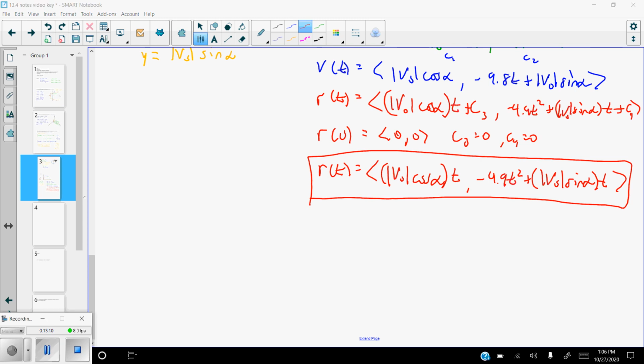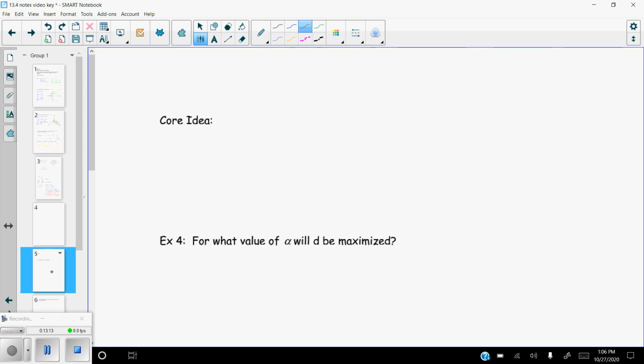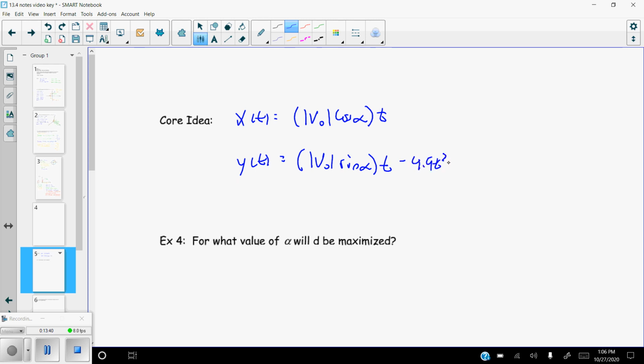So I'm going to go ahead and skip the blank page and just rewrite this. The core idea was that x, or your x component, x of t, is once again magnitude of the initial velocity cosine of alpha times t. y of t is the magnitude of the initial velocity sine of alpha times t, and then minus 4.9 t squared. These two things together make up your position, r of t. Okay, let's actually go ahead and do an example. Got a couple of examples actually.